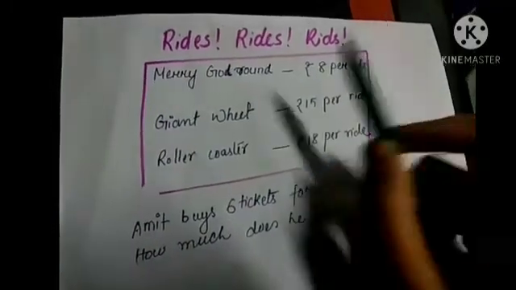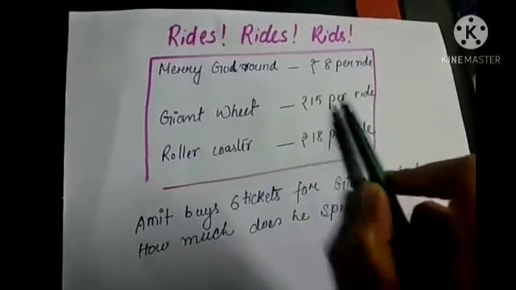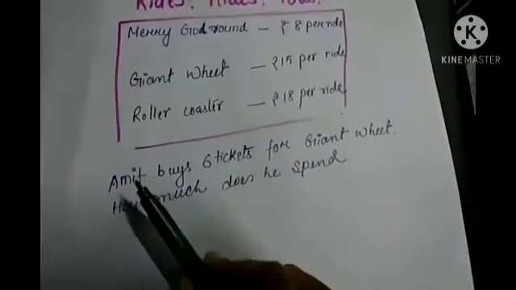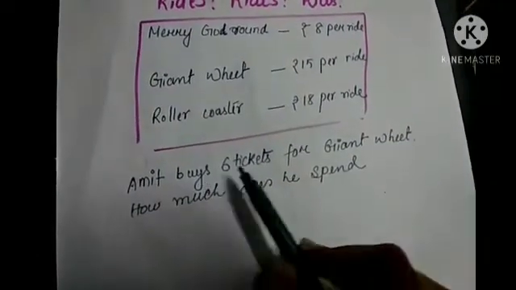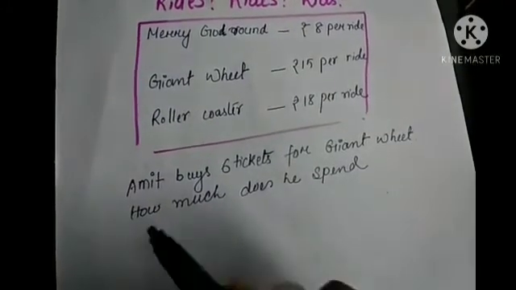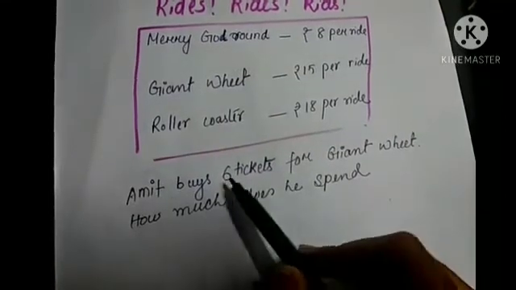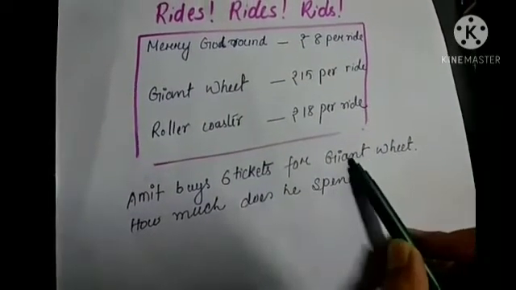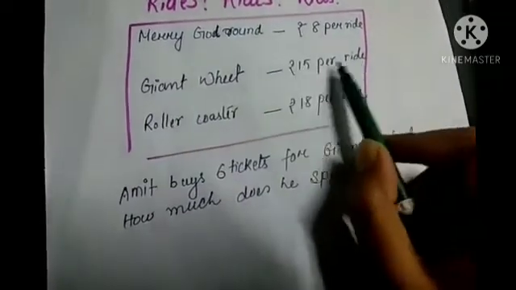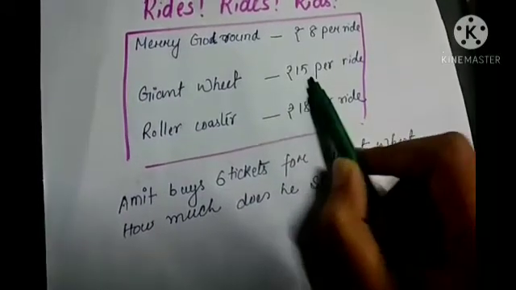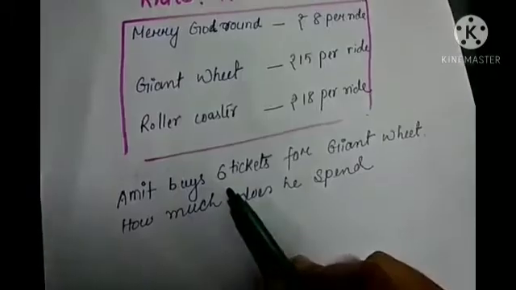Okay, so by following this, we have to solve this question. Let's see what the question is. Amit buys 6 tickets for the giant wheel. How much does he spend? So Amit bought 6 tickets for what? Giant wheel. Giant wheel, you see, is 15 rupees per ride. That means one ticket is 15 rupees. So he bought 6 tickets.